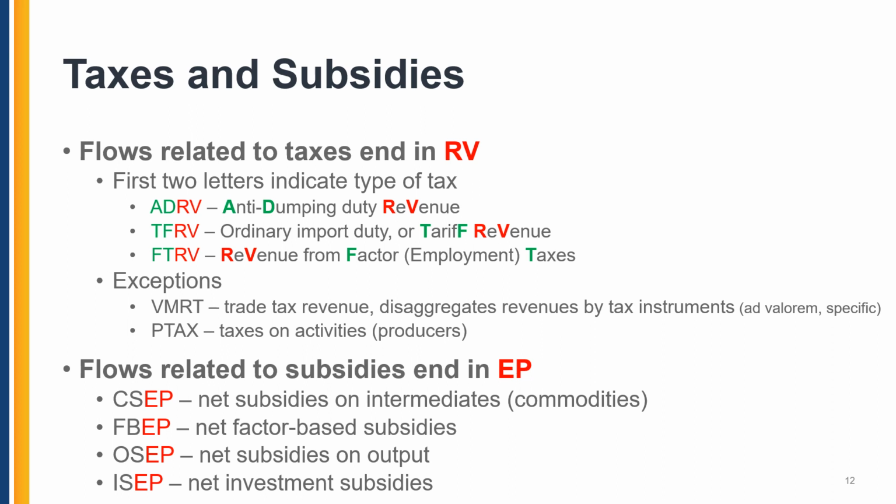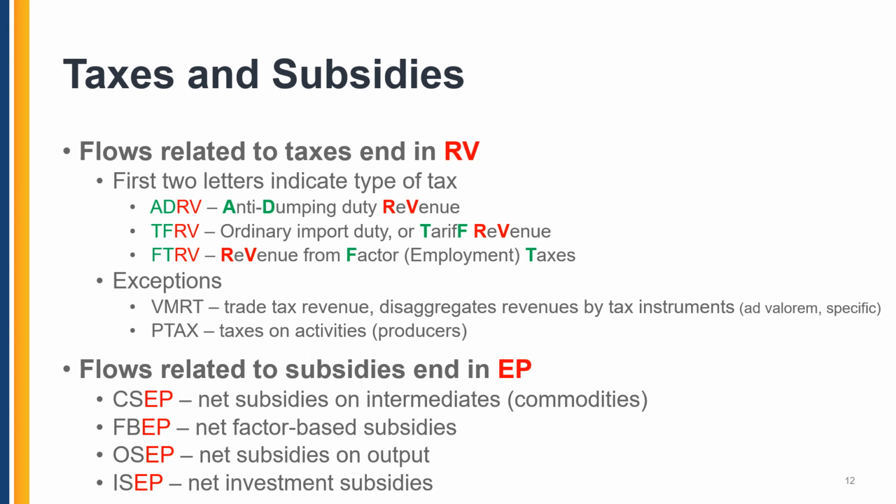TFRV is another example, which is revenue from ordinary import duty, otherwise simply called tariffs. Hence we have a TF, which stands for tariff. Similarly, FTRV is revenue from factor taxes. Be aware though, that there are 2 exceptions to this convention. VMRT is also trade tax revenue, but instead of differentiating between types of taxes, it differentiates between types of tax instruments. PTax is another exception. This is taxes on output, or simply producer taxes.